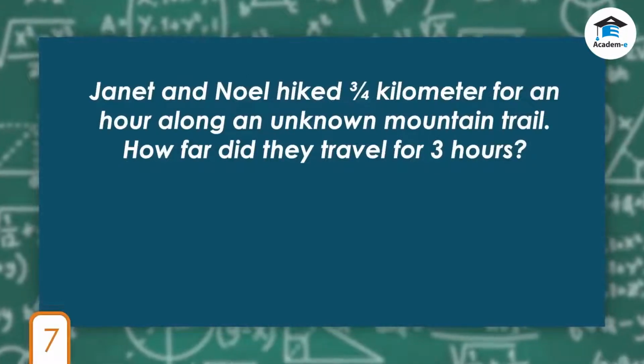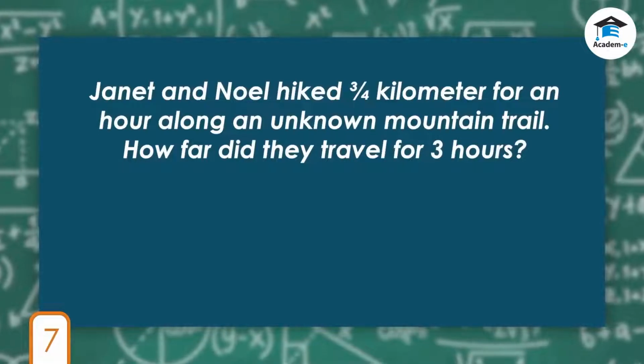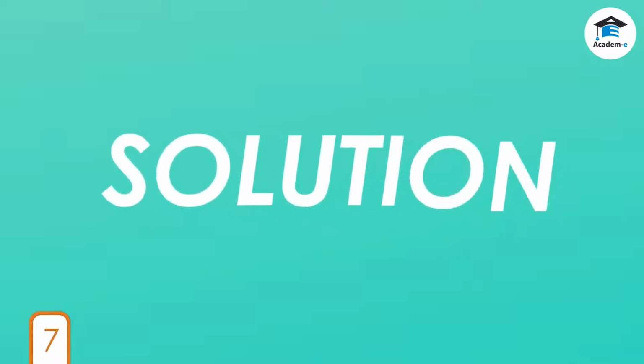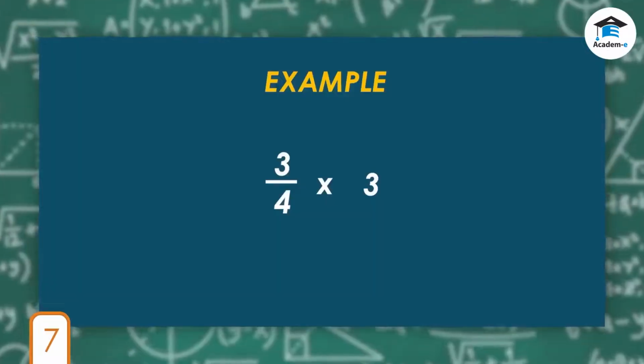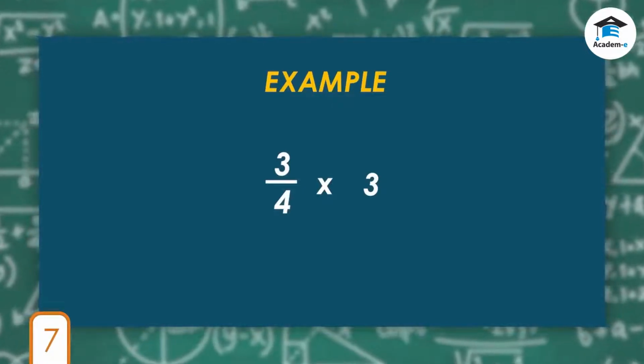Janet and Noel hiked 3/4 kilometer for an hour along an unknown mountain trail. How far did they travel for 3 hours? Solution. Let's multiply 3/4 by 3. Change 3 into a fraction.